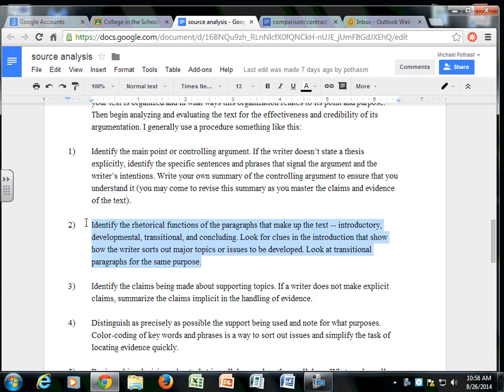Second part, physically, like how's it put together? Does it have a clear introductory paragraph, transitions, a concluding paragraph? Is it organized well? This is an area of critique. I've seen it before where there's a scholarly journal that's incredibly well written in terms of research, but it's put together in such a haphazard and disorganized way that it actually becomes a hindrance to it.